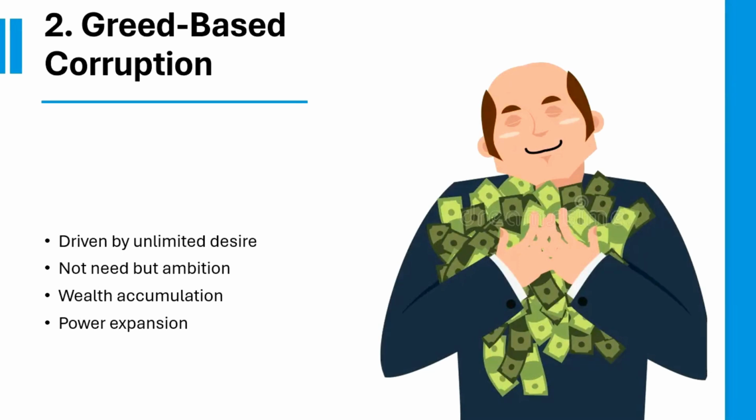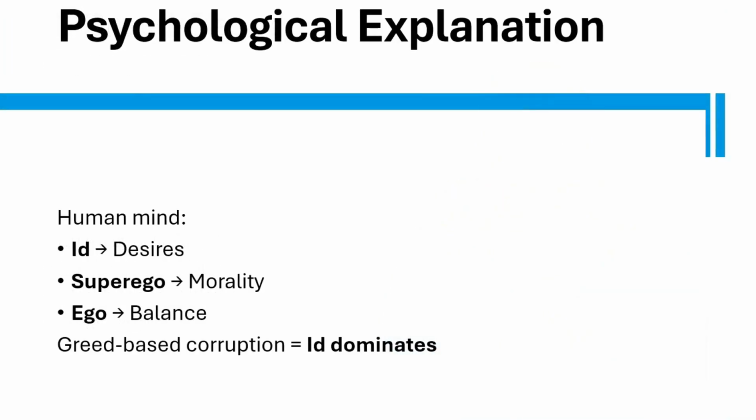Unlike need-based corruption, greed-based corruption is driven not by survival but by the desire for more. For instance, wealth accumulation or power expansion. Humans love freedom. Sigmund Freud, a psychologist, gave a theory of psychoanalysis which has different components. One component is the structure of the mind. The brain is a physical part, while the mind is software that is invisible. He explains human behavior through three components of the mind: the id, the superego, and the ego.